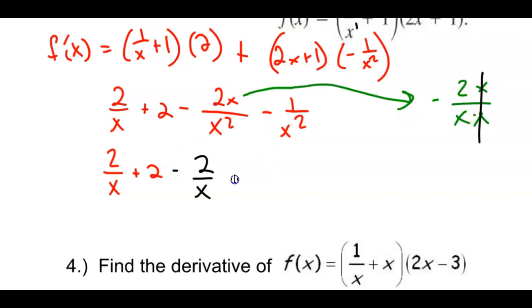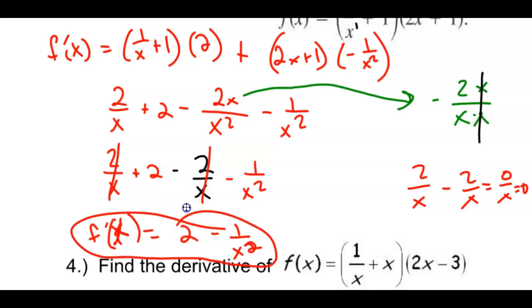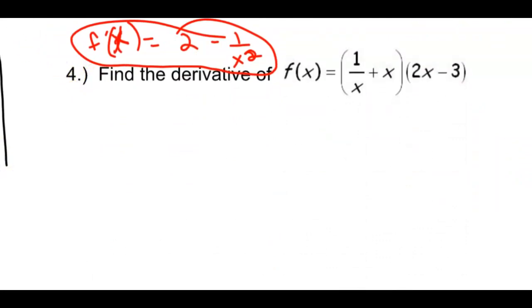All right, and then I have minus 1 over x squared. That doesn't simplify. Now, the reason I left this like this is so you can see 2 over x minus 2 over x. All right, 2 minus 2 is 0 over x, which is 0. So these cancel out. And I'm left with 2 minus 1 over x squared. All right, there we go. If you didn't understand, please just rewind it, guys, and look at it. All right.